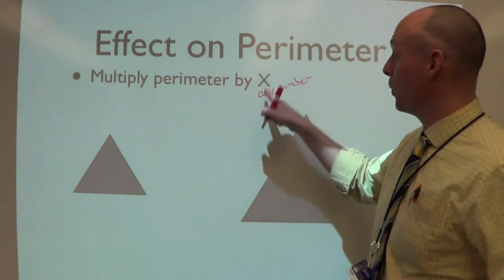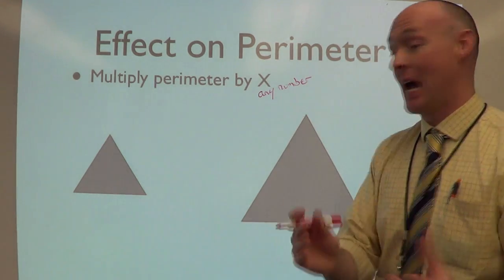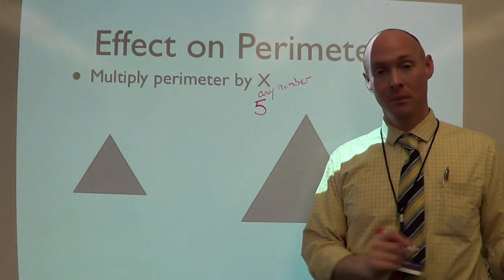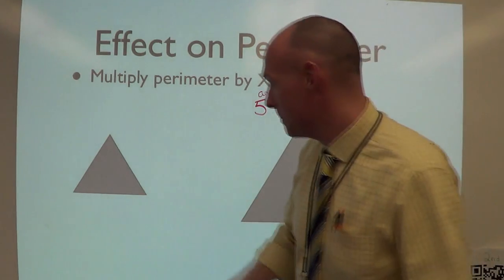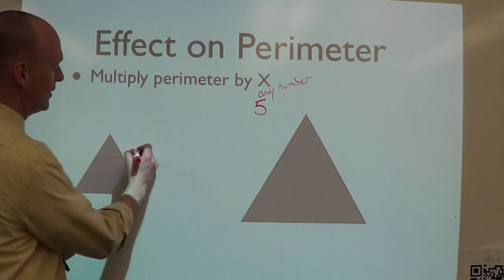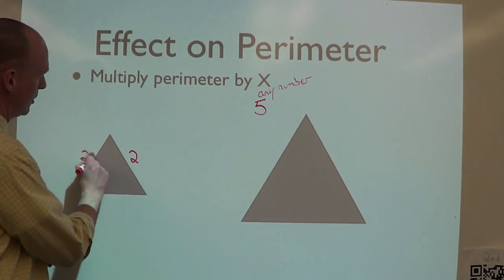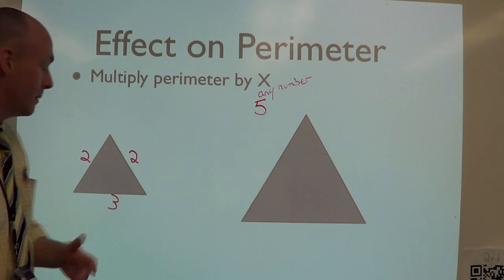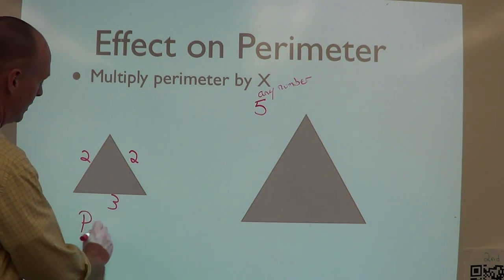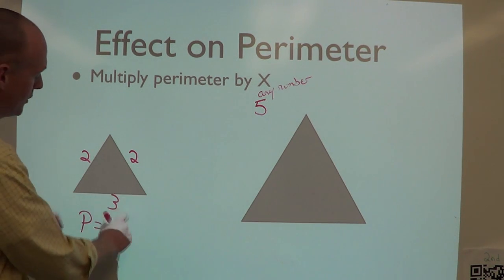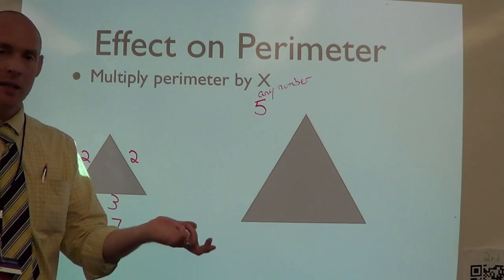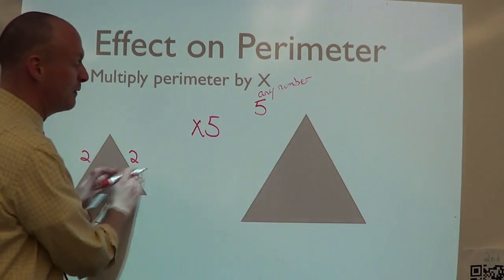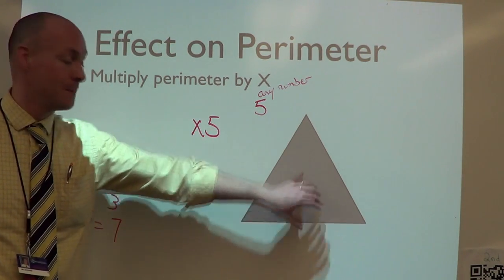But what if we are going to make it 5 times bigger? So x is going to be 5. Wow, big number. We can do it. Here's my little triangle. And say it has sides of 2, 2, and 3. What is my perimeter? My perimeter is 2 plus 2 is 4 plus 3 is 7. Okay, easy enough. And what we're going to do is make it 5 times bigger.